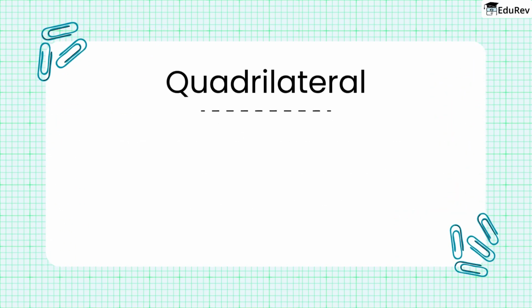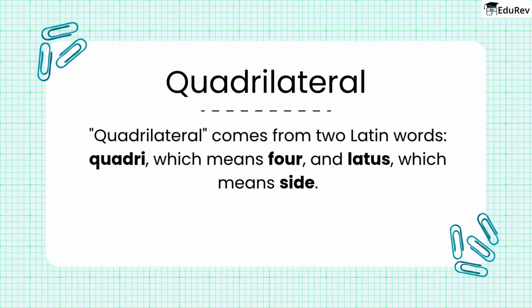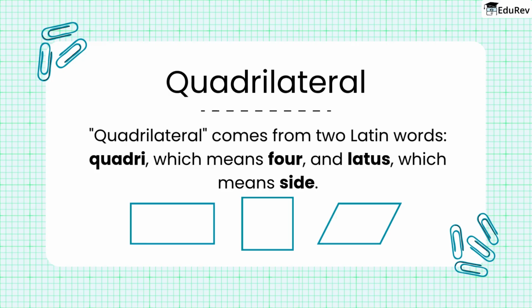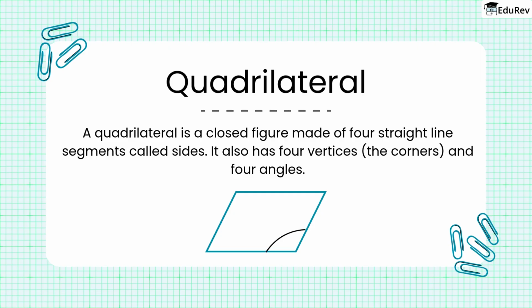First off, what does that big word even mean? Quadrilateral comes from two Latin words, quadri, which means four, and latus, which means side. So, quite simply, we are talking about four-sided shapes. A quadrilateral is a closed figure made of four straight line segments called sides. It also has four vertices, the corners, and four angles.